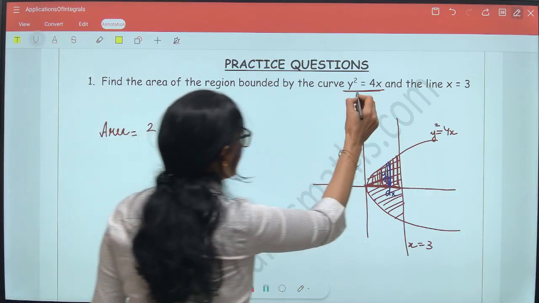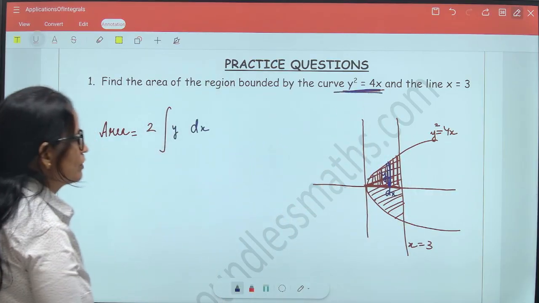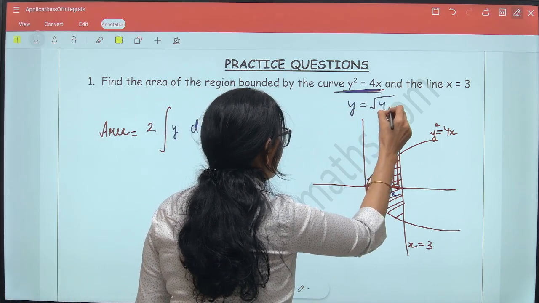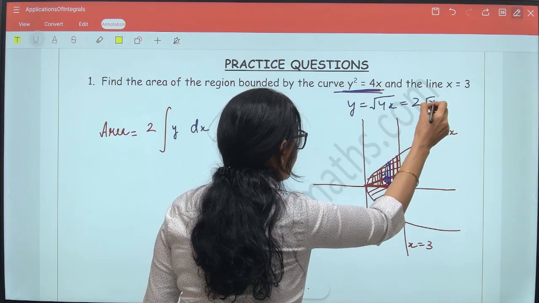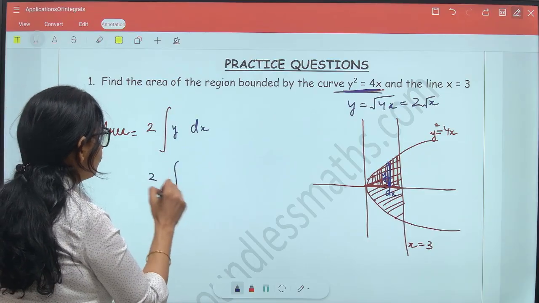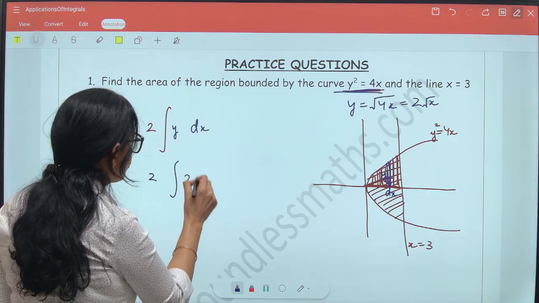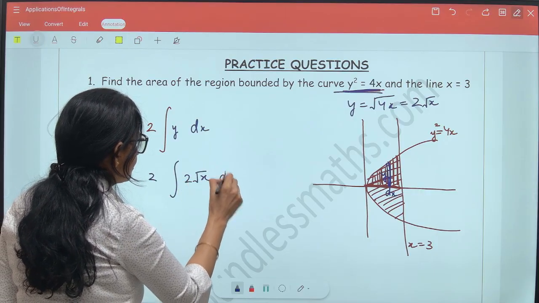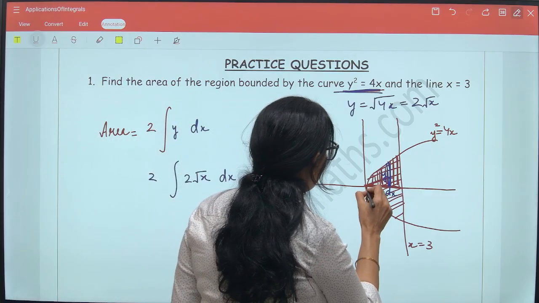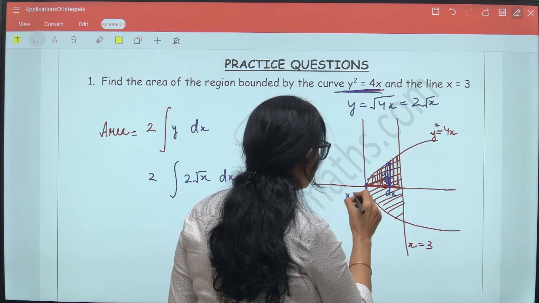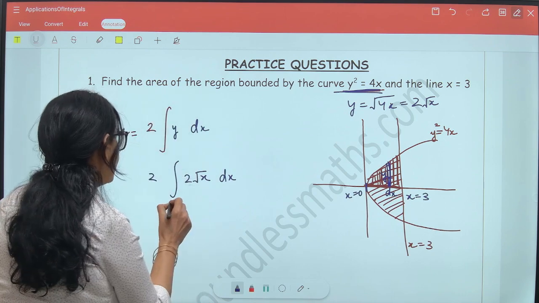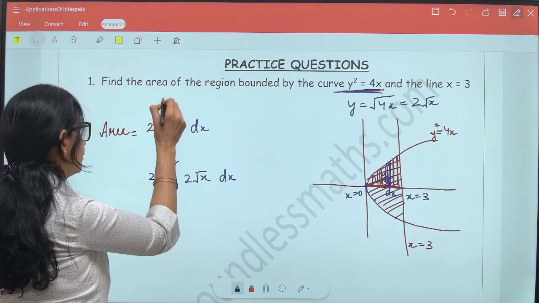Now you are given the equation of the parabola as y square is equal to 4x. So that means y is equal to square root of 4x, that means 2 square root x. So here I need to write the expression for y, which is 2 square root x, and this is dx. Now this has to be bounded from where to where? X equals 0 till x equals 3. So write the limits also, 0 to 3.